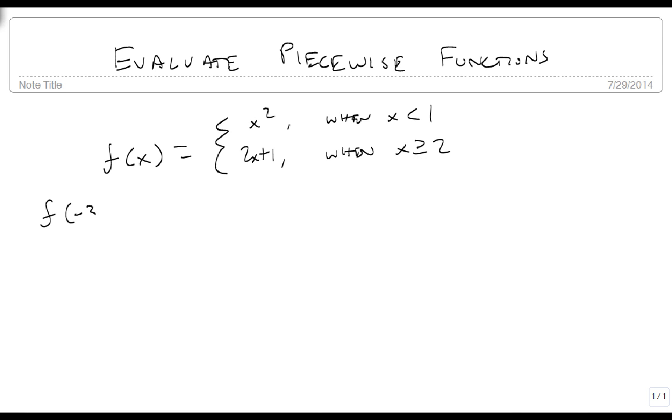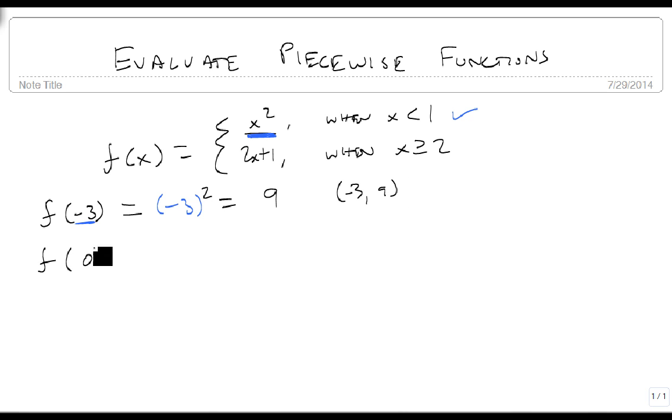We're going to start with the first one, f of minus 3. The first thing we do is figure out which region minus 3 is in. Is it in x is less than 1, or x is greater than or equal to 2? It's in this one, so f of minus 3 is going to use this rule. So we get minus 3 squared, which is equal to 9. So f of minus 3 is 9, and we get a point at minus 3, 9.